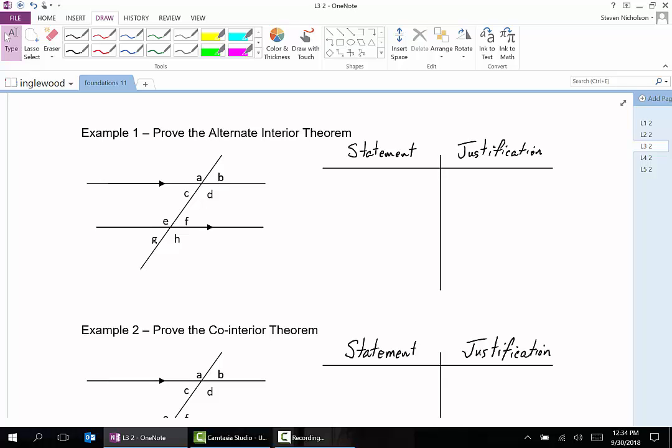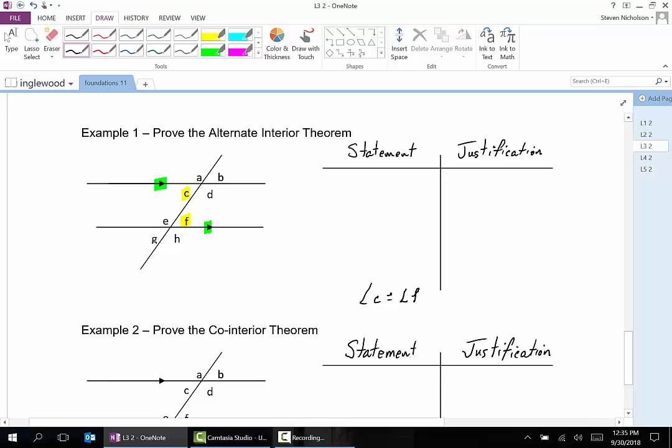So here's another example. Prove the alternate interior theorem. So here's what you simply want to do. You want to pick a matching pair of alternate interior angles. And what we know is angle C and angle F are equal because they're alternate interior and they're parallel. But we want to prove it. So somehow we want to do a proof, and at the very end, we want to say angle C is equal to angle F. That's what we want to say.